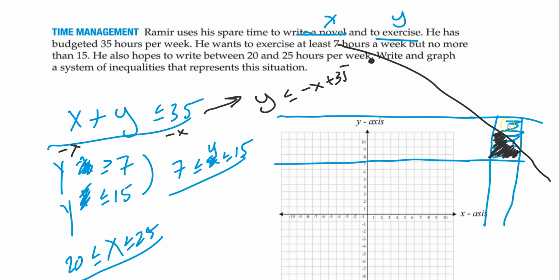So that's the situation you can work on. You can pick anything you want from there. So if they ask you, give me one example, you just pick any point in that little section there. That'll be the answer. So there we go.